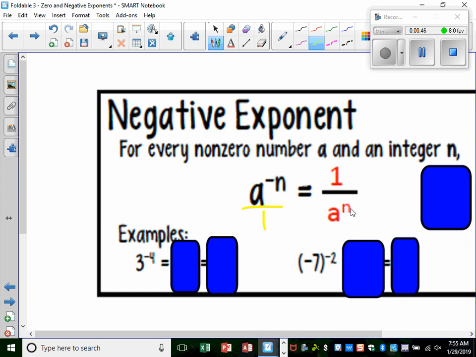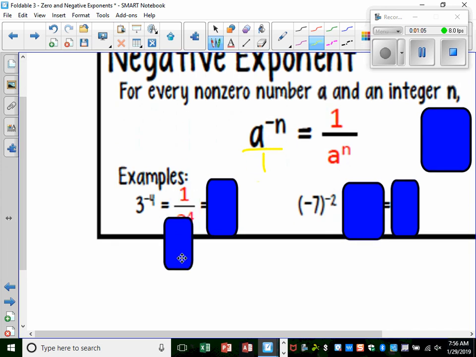So when you take the reciprocal, and this is the most important point for negative exponents, when you take the reciprocal of a negative exponent, it becomes positive. Just the exponent, not the base. All right, so take a look. 3 to the negative 4th power, I take the reciprocal, is 1 over 3 to the positive 4. And again, the exponent becomes positive.